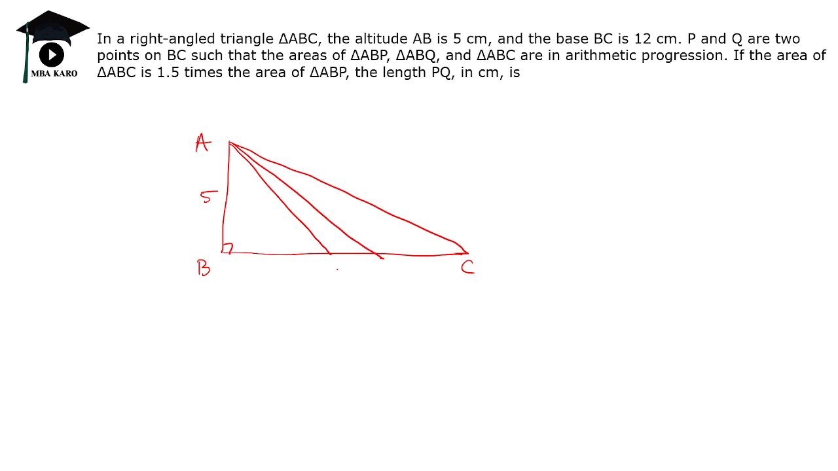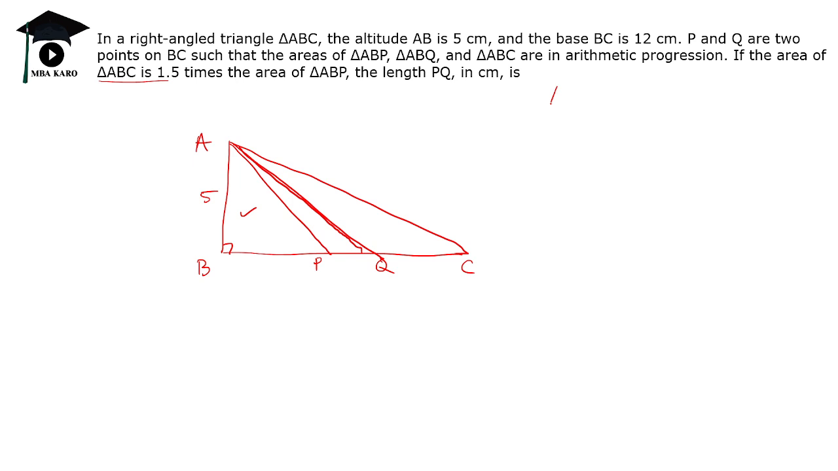So let's say these are the points P and Q. It says the areas of triangles ABP, ABQ, and ABC are in arithmetic progression. And we are given that the area of ABC is 1.5 times the area of ABP.